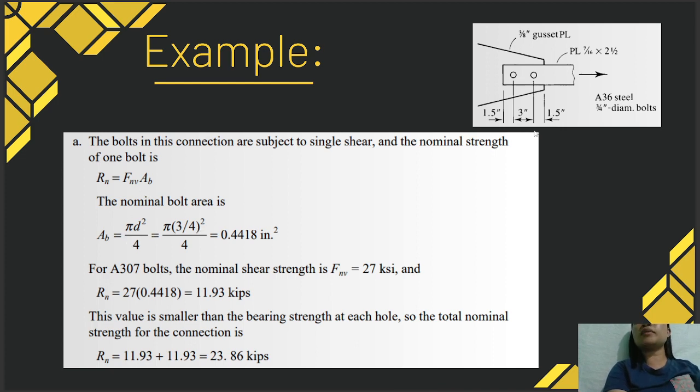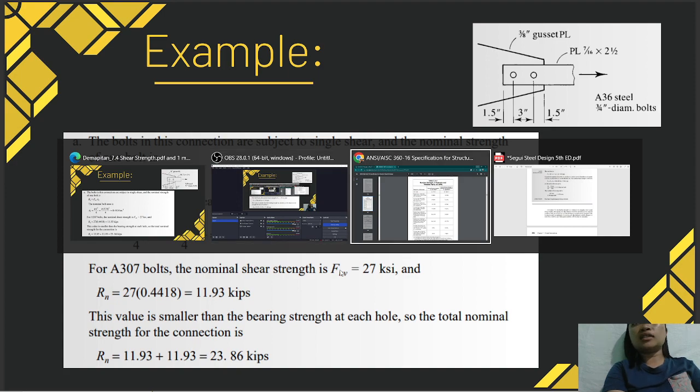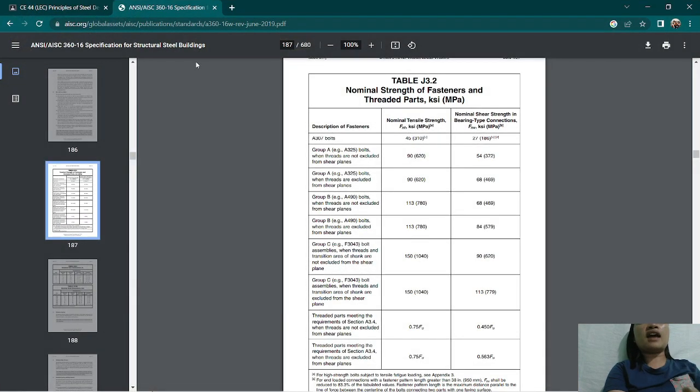So the diameter of the bolt is 3/4. So pi times 3/4 squared over 4, and this results to 0.4418 inches squared. So for A307 bolts, the nominal shear strength is 27 ksi. You can find it in Table J3.2 of the AISC, for bolt A307.